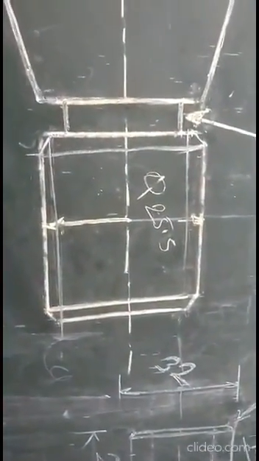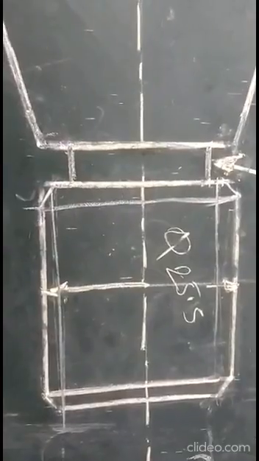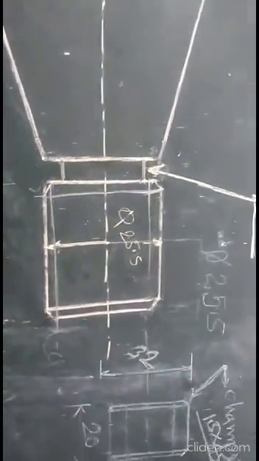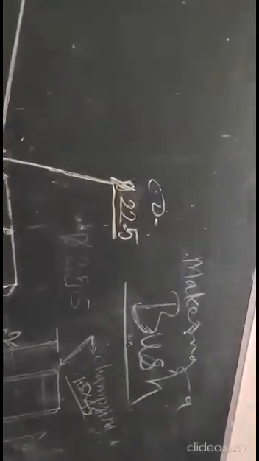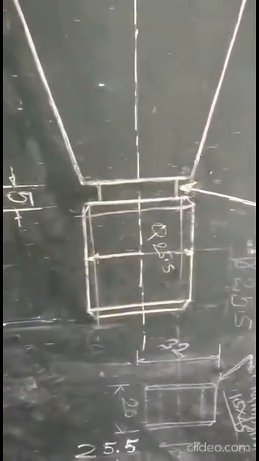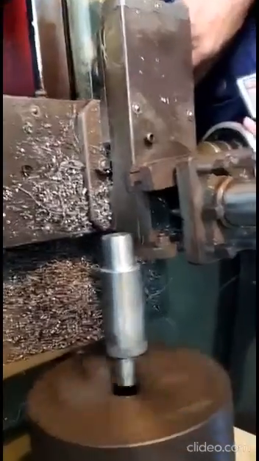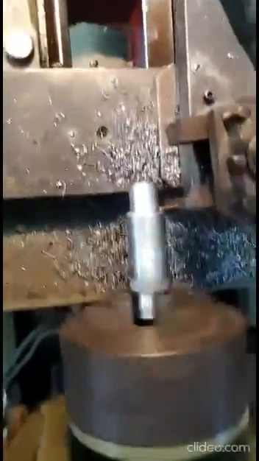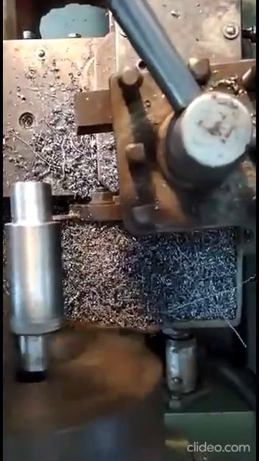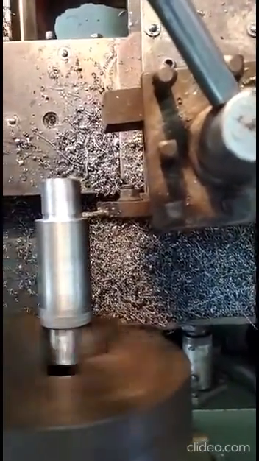Now we are doing grooving operation. This is a groove, and this groove is a 22.5 mm diameter. You can see here 22.5 mm diameter. You have to make this groove. We are using the grooving tool. You can see that this is a grooving tool, and this is a grooving operation.